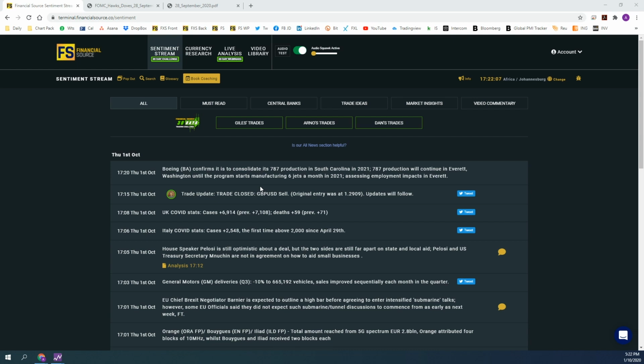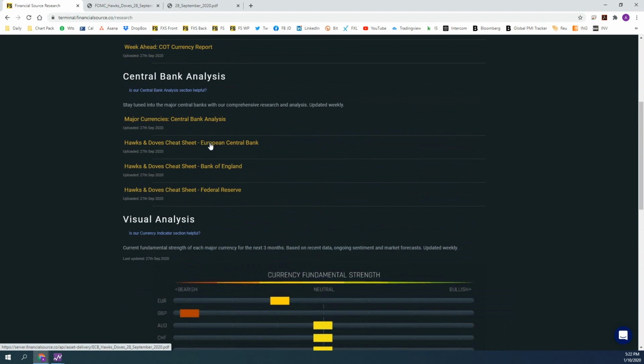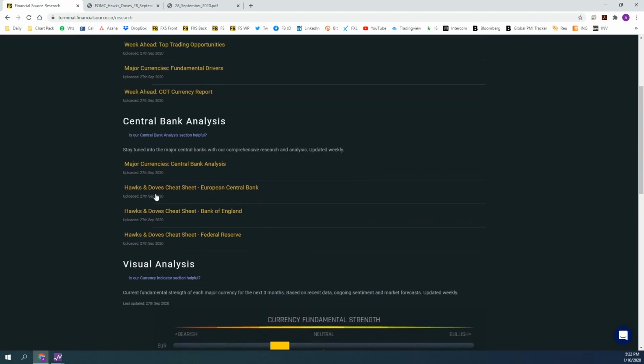So how can you use this information? It's quite simple, really. In the Financial Source terminal, under the currency research section, we actually have a section called Central Bank Analysis, and in there we have a Hawks and Dove cheat sheet for the ECB, the Bank of England, and the Federal Reserve.